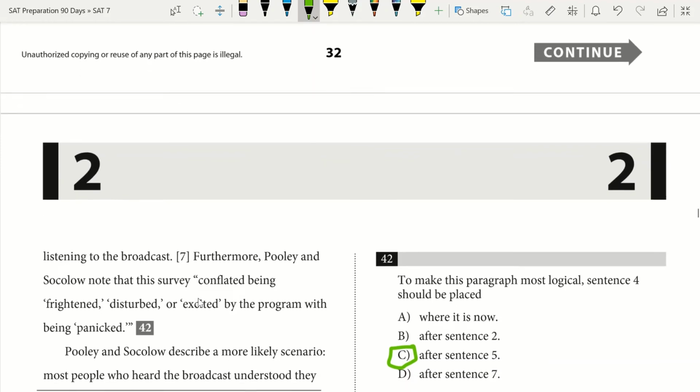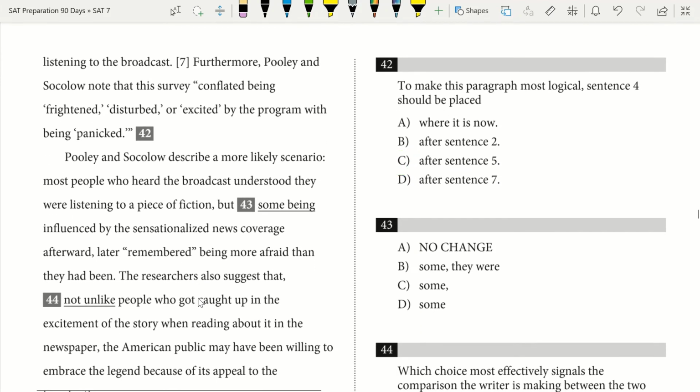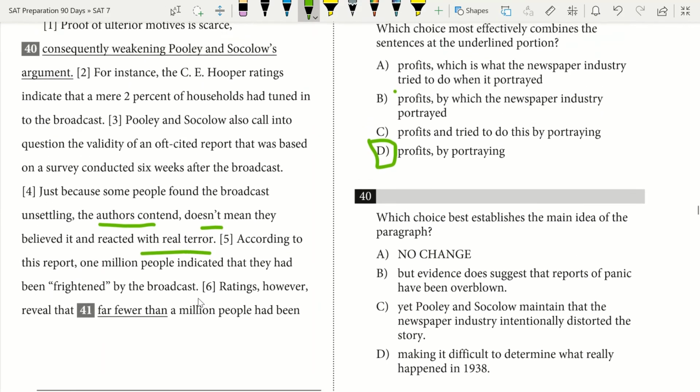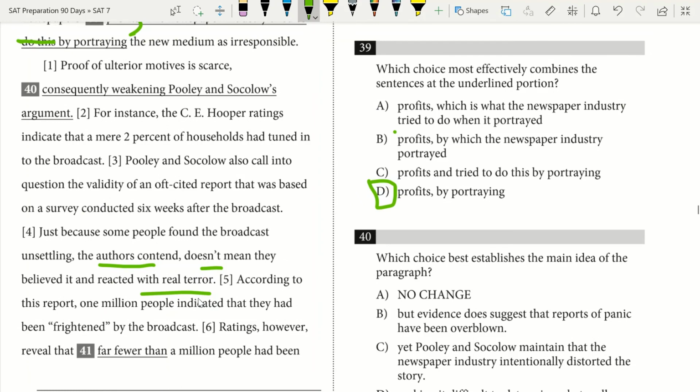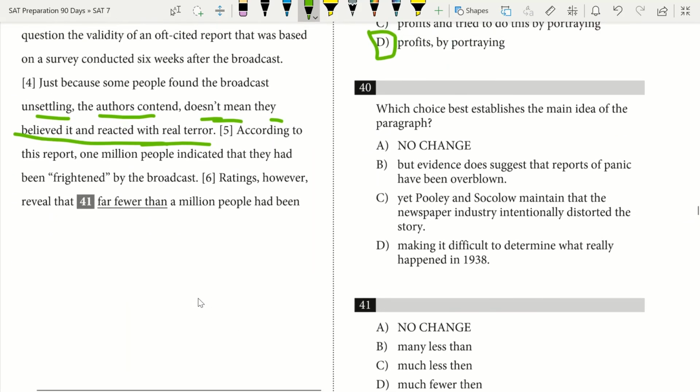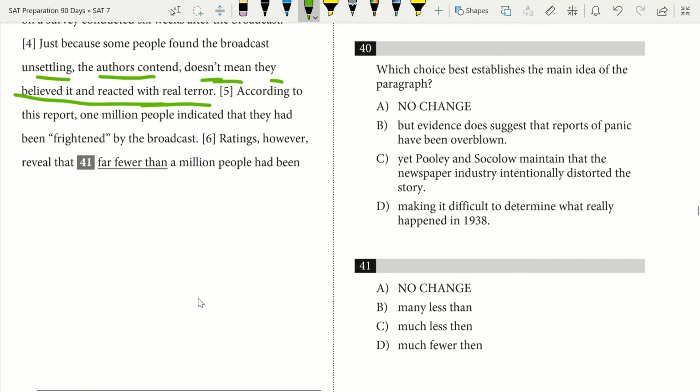Or hang on a minute, nope. This should not be after sentence 5, because in sentence 7, we say, "Furthermore, Pooley and Sokolow noted that the survey conflated being frightened, disturbed, or excited by the program with being panicked." Okay, so we want to place it after sentence 7, because sentence 4 talks about how just because people found it unsettling, the authors contend, doesn't mean that they believed it and reacted with real terror. So that should come after sentence 7, when we make that argument about frightened not meaning that they actually reacted with real terror. So we have, "According to this report, 1 million people indicated that they were frightened by the broadcast."